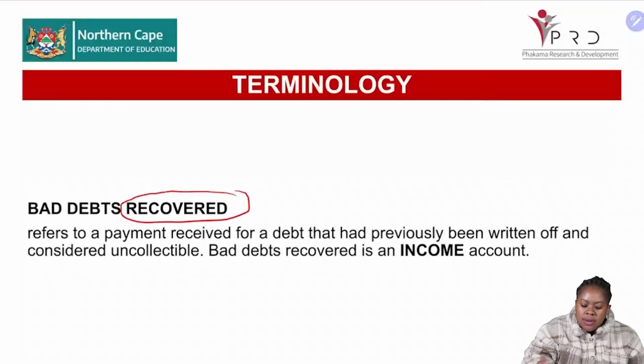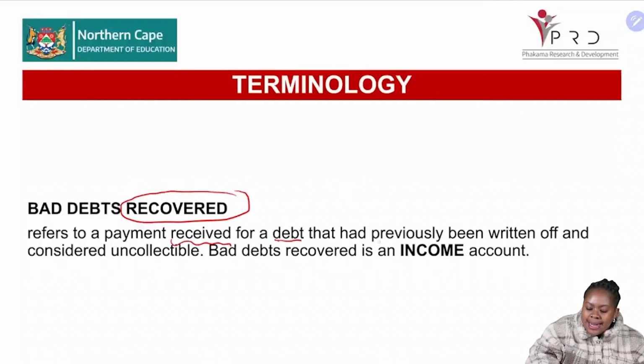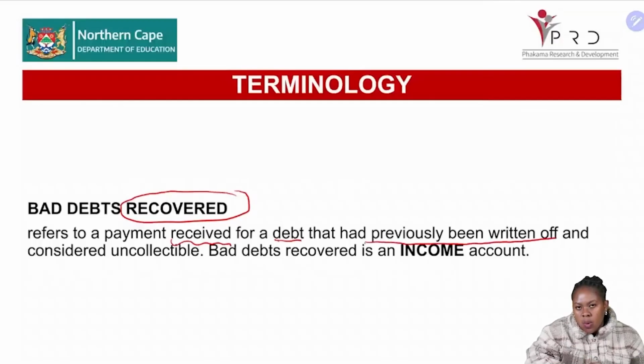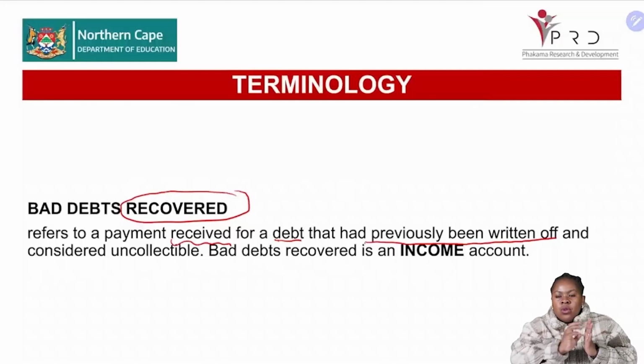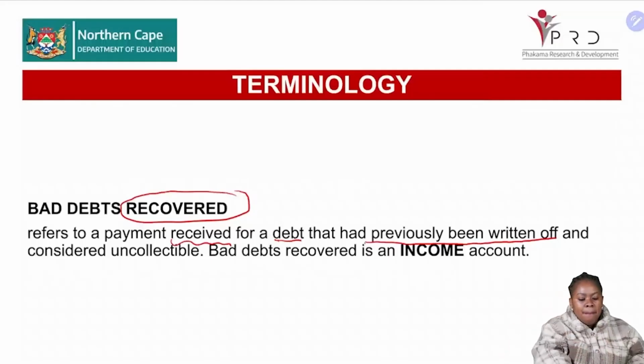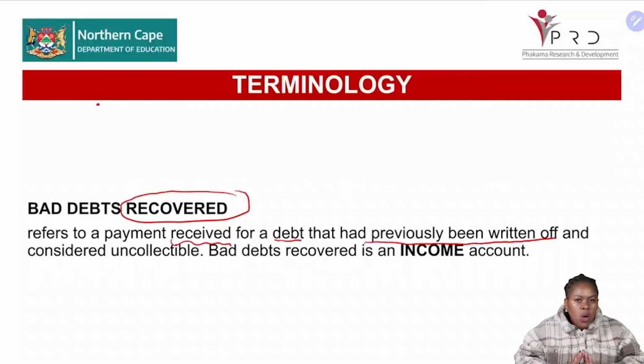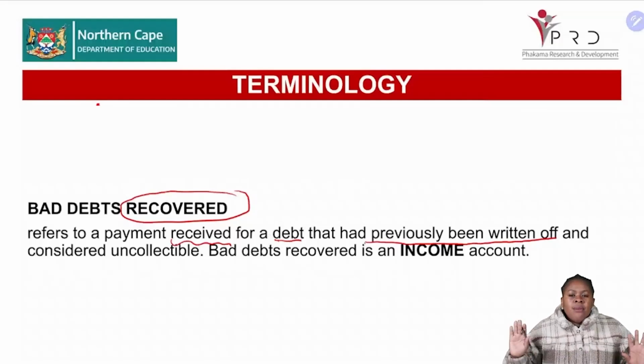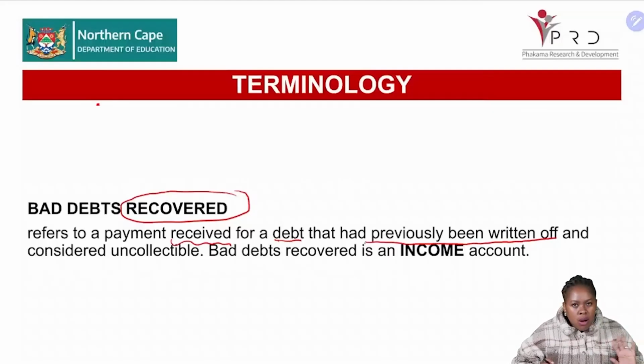Now, the bad debts recovered refers to a payment received from a debt that had previously been written off. So, we have removed this person from our debtor's control. We took them to the bad debt account. Okay? Now, we are no longer expecting the money from them. They are no longer part of our business. Then randomly, the person that previously owed us, that we are no longer expecting money from, comes and makes a payment.